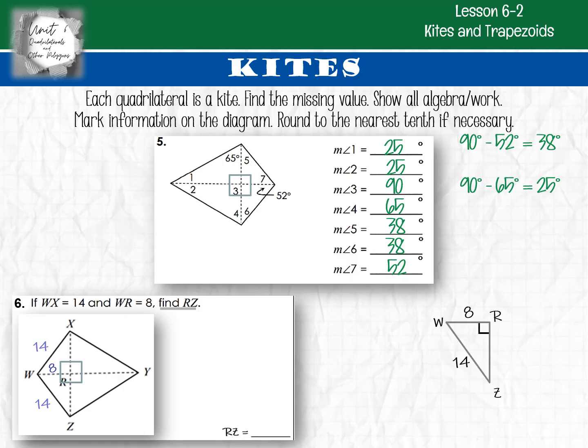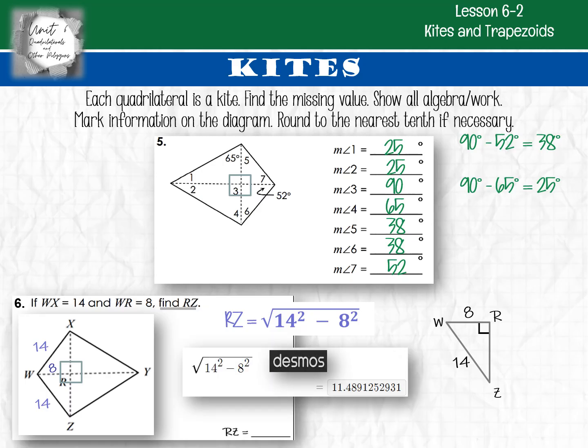Let's pull it out. Ooh, Pythagorean theorem. Let's go. The length of RZ is the square root of the hypotenuse squared minus the leg squared. Put it into Desmos, and we get about 11.5. It does say round to the nearest tenth if necessary.